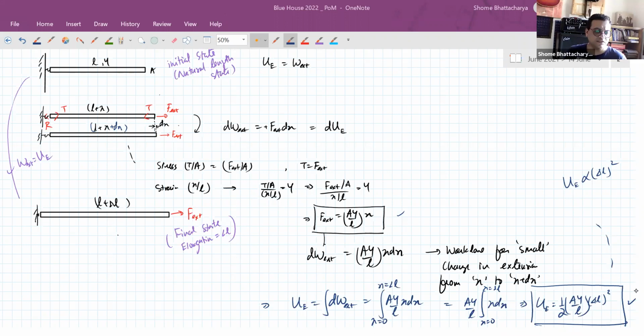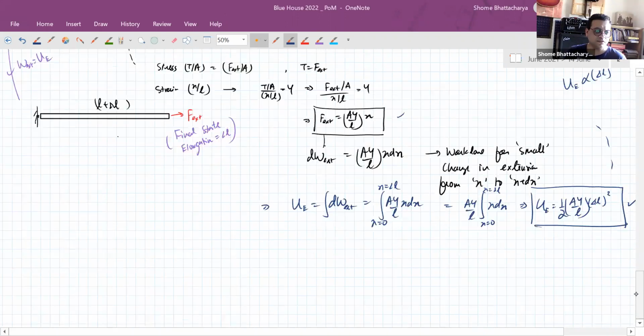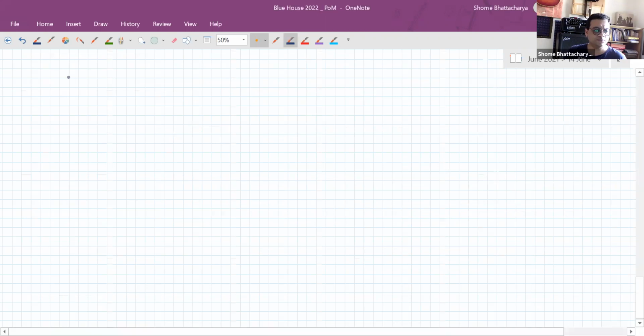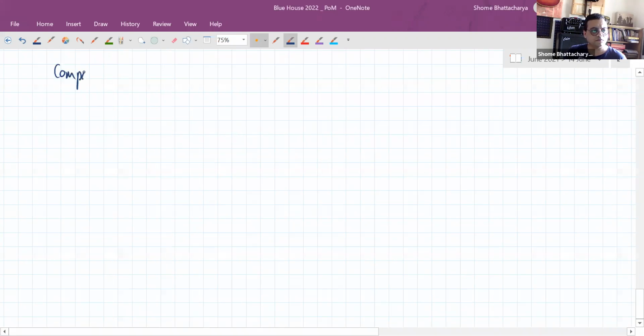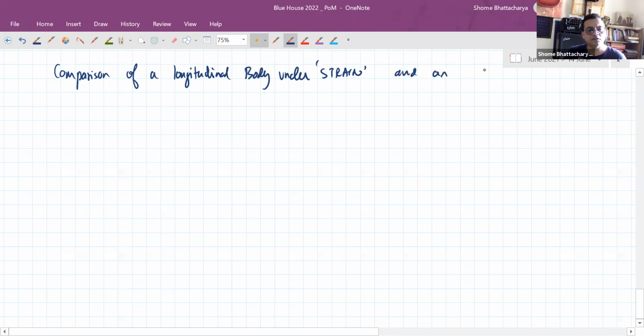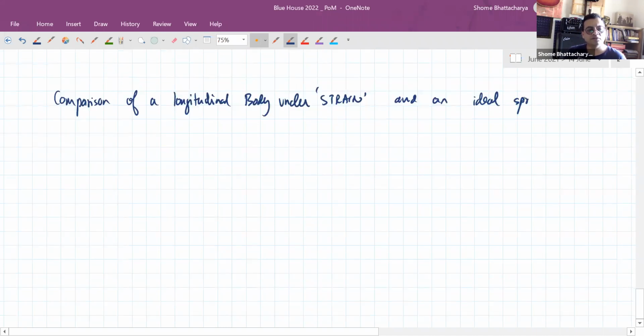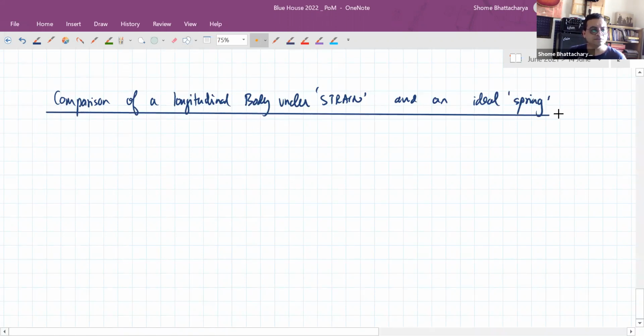Okay, so now what we'll see is that there's an easy way to remember this formula by doing an analogy with a spring. Comparison of a longitudinal body under strain and an ideal spring, which we have learned about. In fact, the ideal spring was also an application of Hooke's law that we had learned earlier. So you'll see that the working principle of both are the same.